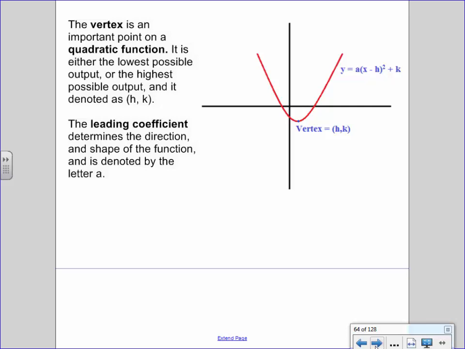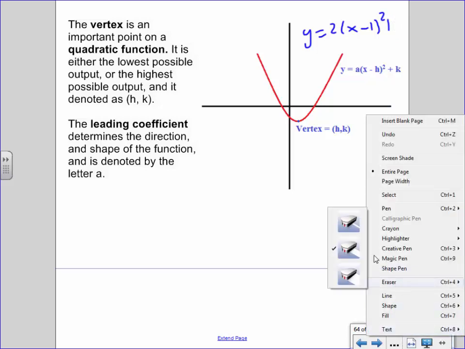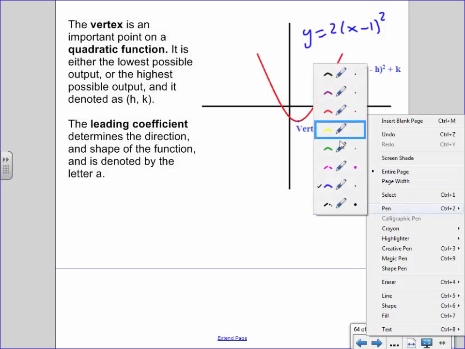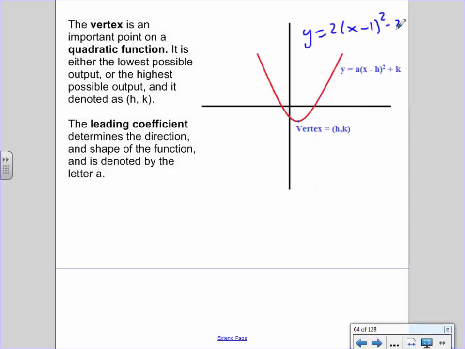Today's goal. We like vertexes because a vertex can tell us so much information about a graph. For example, let's say that I told you that this equation here was y equals 2 times (x minus 1) squared, minus 2. Let's say I gave you that equation there. I don't even need to graph it. You guys should be able to pick out almost every single property just by looking at this equation.